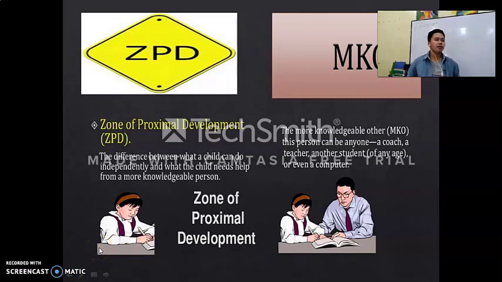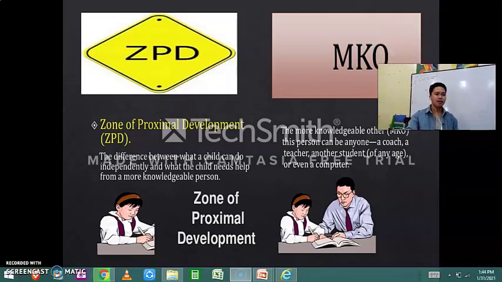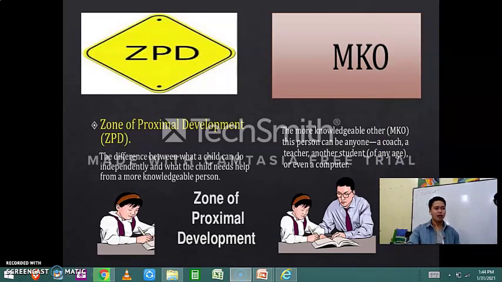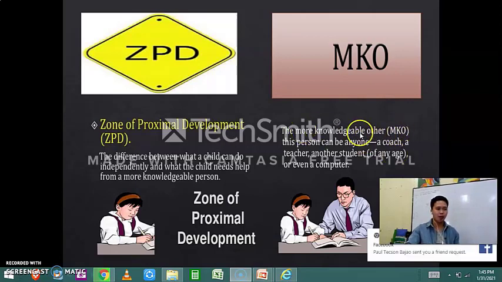So zone of proximal development: the difference between what a child can do independently and what a child needs help with from a more knowledgeable person. So the difference now between what a child can do. So if a child can already perform the basic alphabet, so you go now to a specific activity na matcha-challenge yung bata. Hindi ka lang you don't stick to the alphabet itself, but you go to deeper activities. So the more knowledgeable other, so ito MKO, more knowledgeable other.